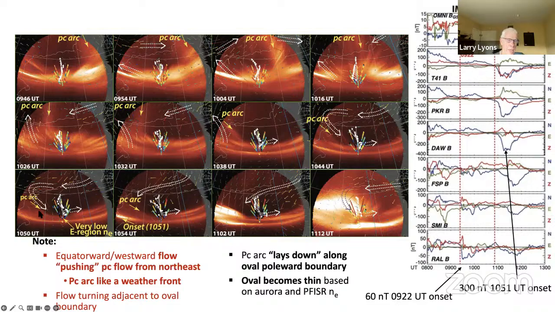And then it lays down and gives you the onset. So this polar cap arc, which is laying down on the oval, is kind of like a weather front. A weather front separates different air masses. So here it's separating different plasma regimes in the polar cap that are slowly moving azimuthally across the polar cap and towards the auroral oval and laying down. And when the new plasma hits the polar cap boundary, we get this broad disturbance.